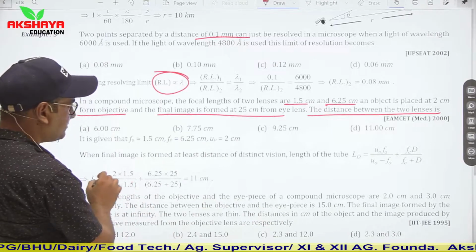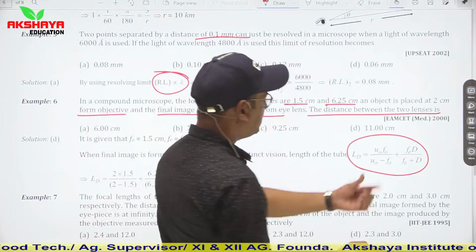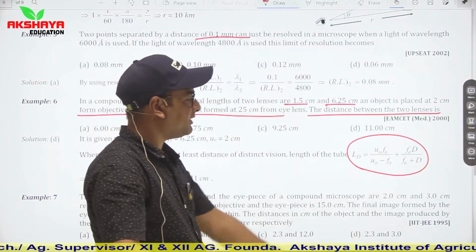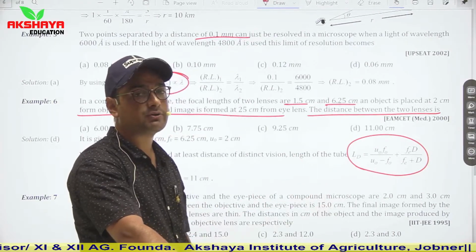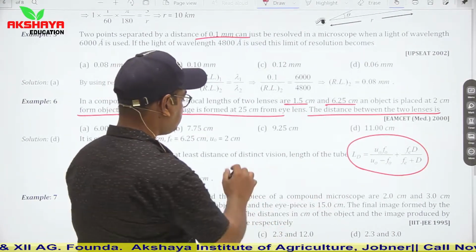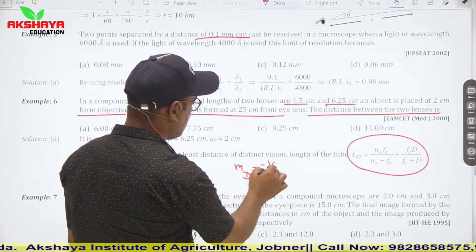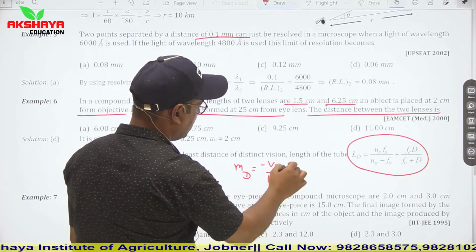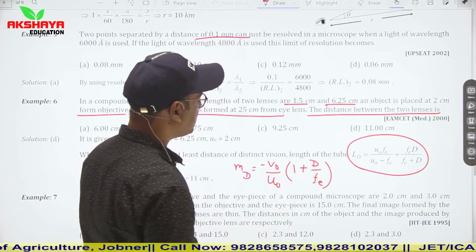So image can be calculated by using this formula, UOFO upon UO minus FO plus FED upon FE plus D. Either you can use this formula or you can use directly the relation MD is equal to minus VO upon UO into 1 plus D upon FE. You can use this relation.